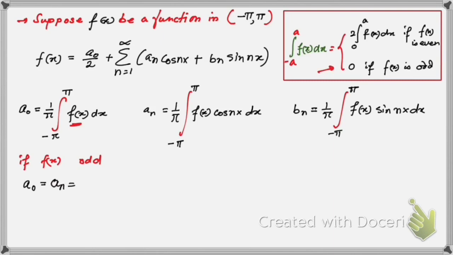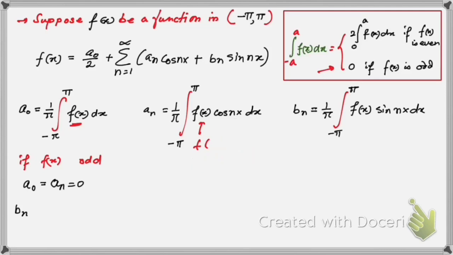So a_n is equal to 0, because here you see, when f of x is odd, then for minus x you will get minus f of x. For f of minus x you will get minus f of x. Then cos is even, so cos of minus x gives cos of x, right? So cos of x times minus f of x, you're going to get negative for f of minus x. That's why this as a whole becomes odd, right?